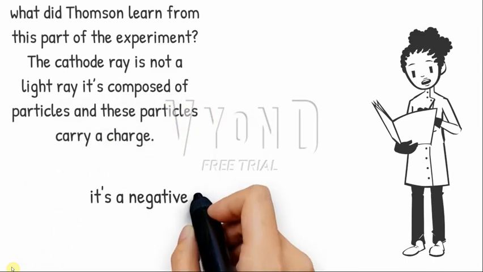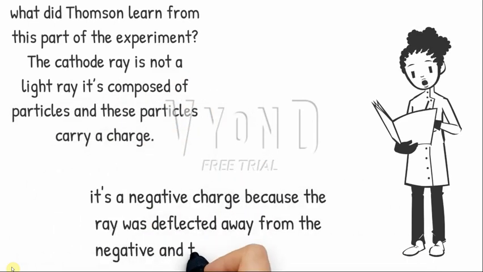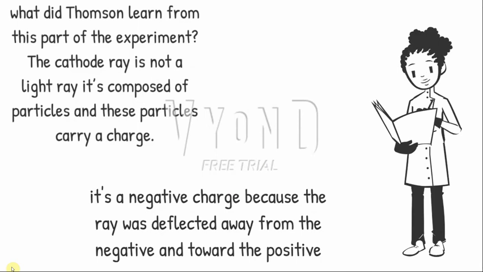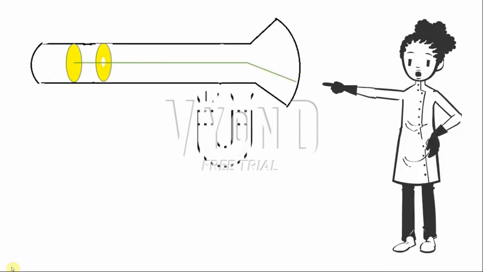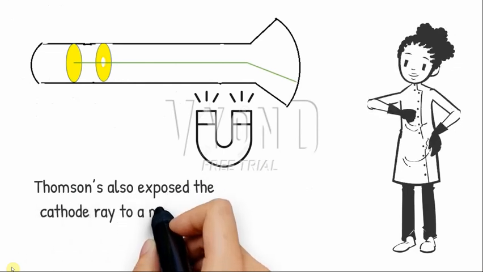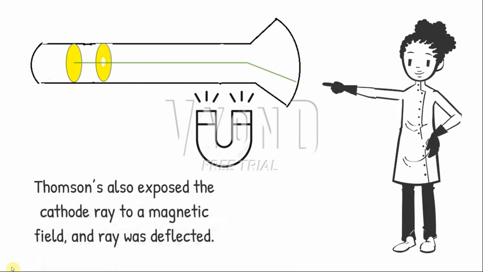The cathode ray is not a light ray. It's composed of particles, and these particles carry a charge. It's a negative charge because the ray was deflected away from the negative pole and toward the positive pole. Remember, similar charges repel. In the following step to study the properties of the cathode ray, Thomson also exposed the cathode ray to a magnetic field, and the ray was also deflected.